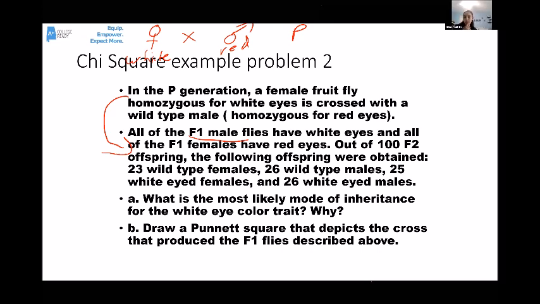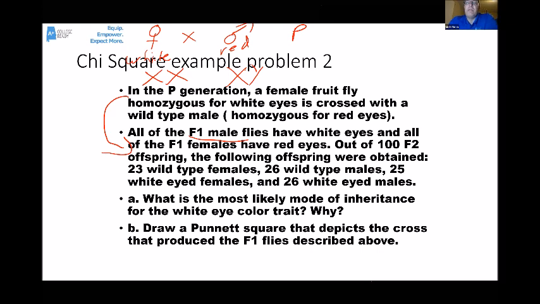It's a sex-linked trait, so the gene is on the X chromosome. Yep. So what she's saying is that the genes for eye color must be on the sex chromosomes, one of the sex chromosomes. In fruit flies, sex chromosomes work exactly the same way they do in us. Females are XX, and males are XY.